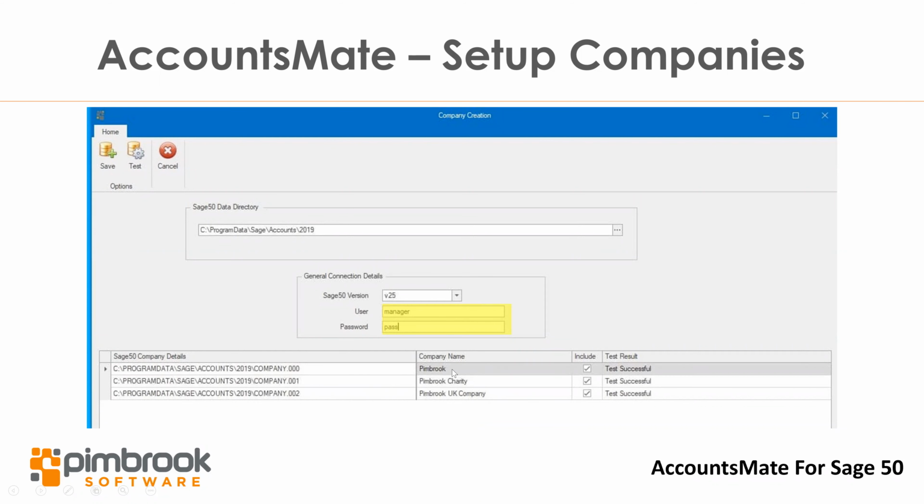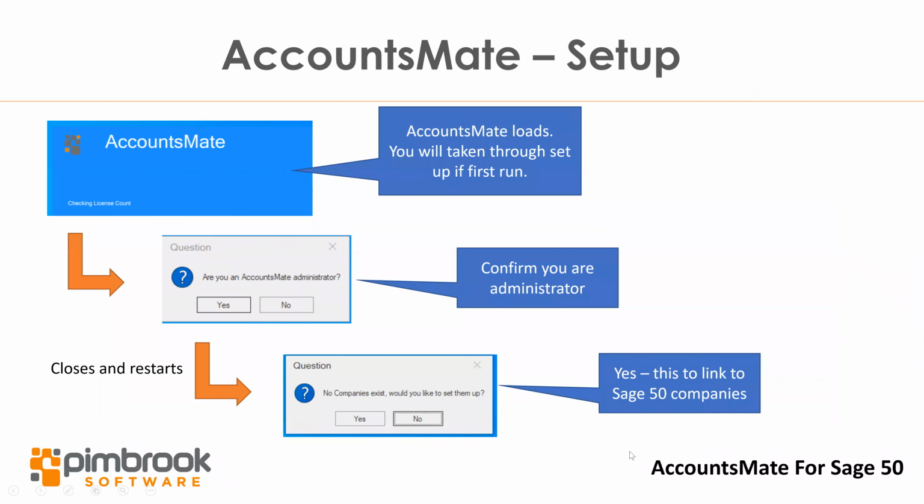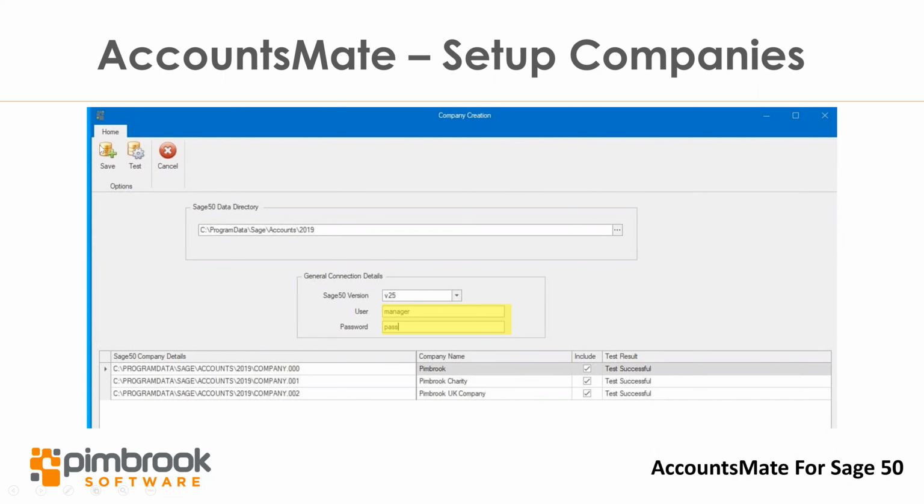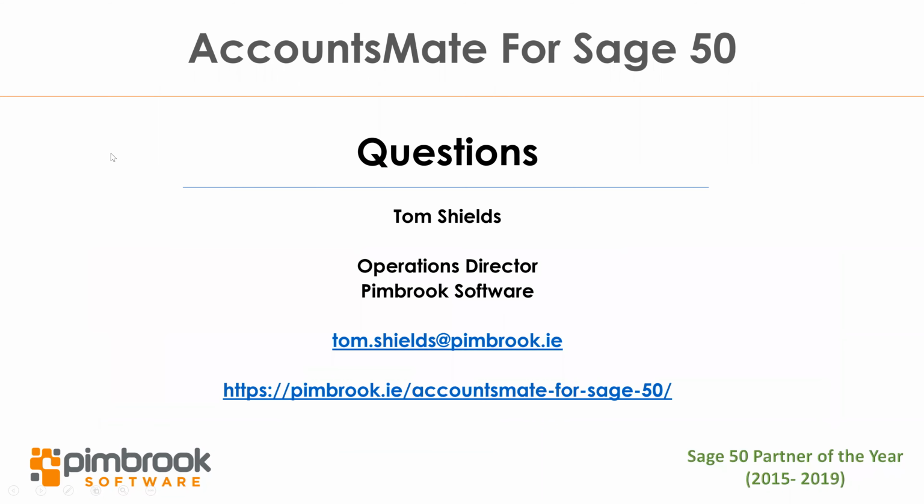and it will connect to each of your companies, and it should come back with the company name and the result being successful. If you wish, you can include or exclude which companies you want AccountsMate to look at, because you might have test companies there, or you may not want this PC to link to certain companies. Once you're happy with that, you press save. And that's it. Your AccountsMate then should be fully set up and ready to go for you.